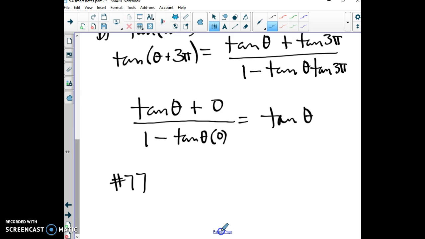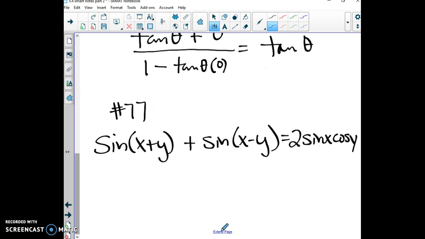So check 77, come back and see if we match up. Alright, this looks long and scary, but I think we can get through it. I'm going to be referring to page 377, looking at my sum and my difference formulas.